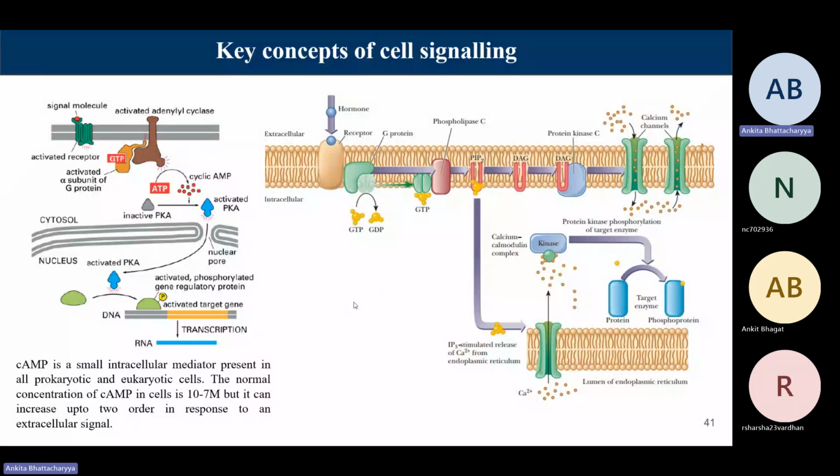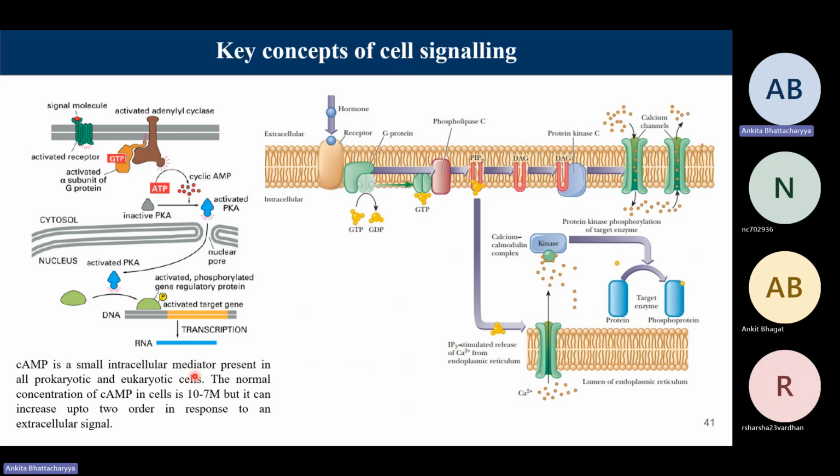This was the other example that we talked about. So here you can see the cyclic AMP process being shown. You have your signal molecule binding to the receptor, which leads to activation of the receptor, the activated adenylyl cyclase, and the activated alpha subunit of the G protein, which converts protein kinase A from inactive to activated state once cyclic AMP is generated. Then protein kinase A is able to move through the nuclear pore. By activating the regulatory protein, it is able to activate the target gene, which leads to more and more transcription.